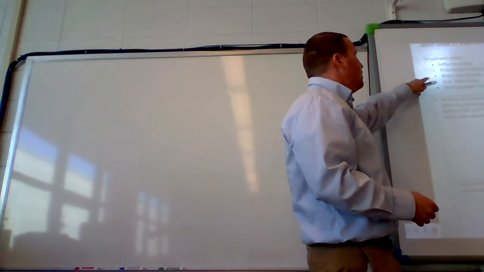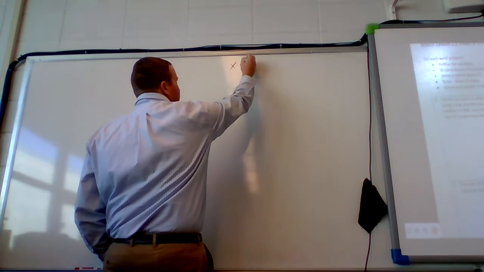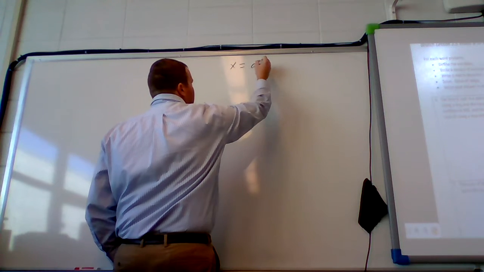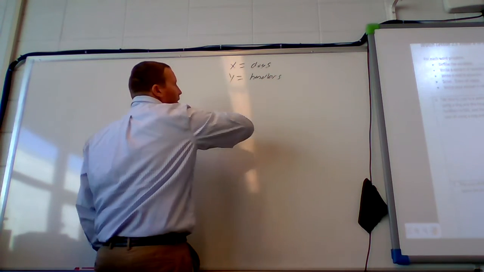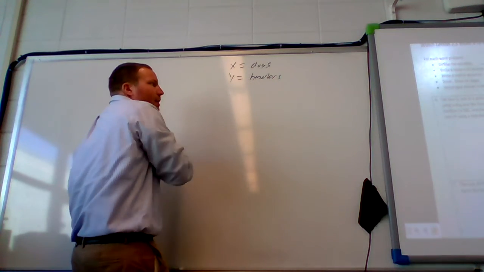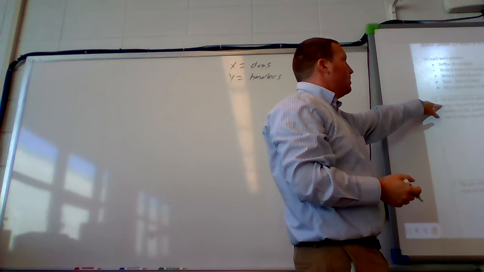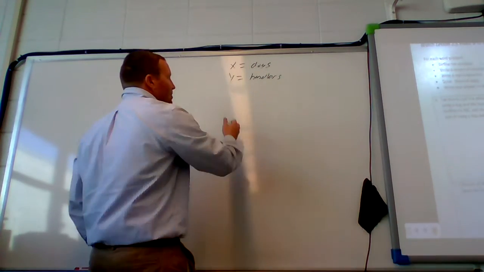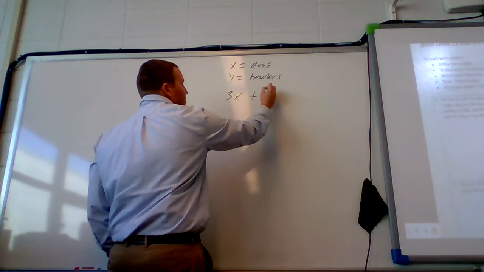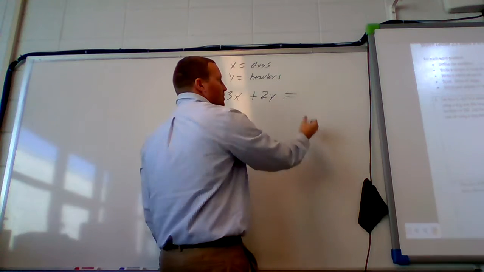So first we got to come up with our variables. We can say X is our dogs and Y is our handlers. And we can say C is our total cost, right? But they give us that. So the hourly cost for a team of 3 dogs and 2 handlers, so 3x plus 2y is equal to $82.